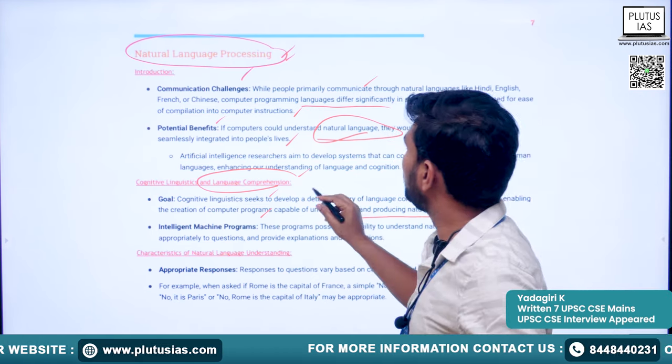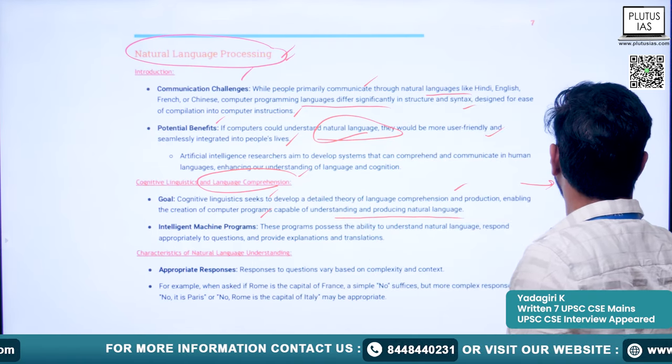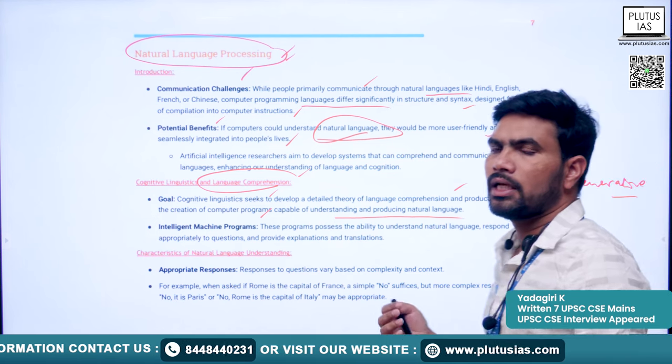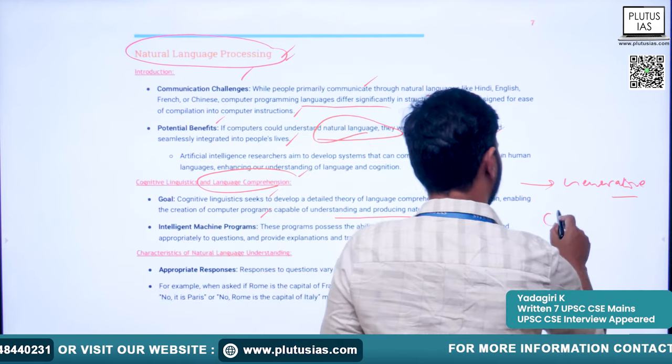So basically we can say this is possible already. So we can have generative AI, like Gemini and the most famous one, ChatGPT.